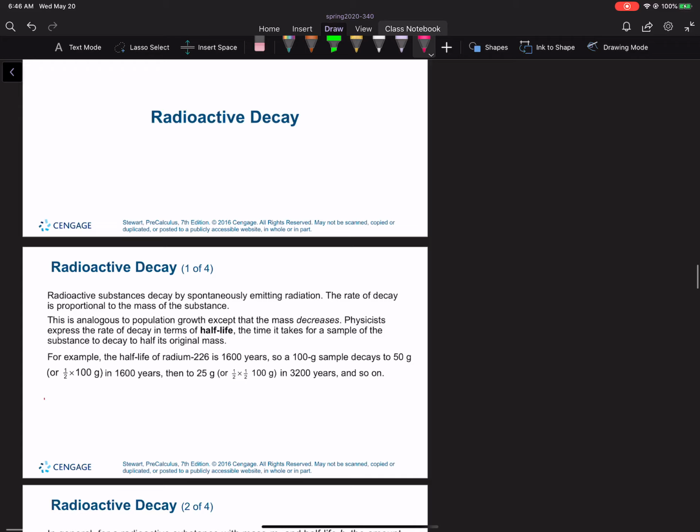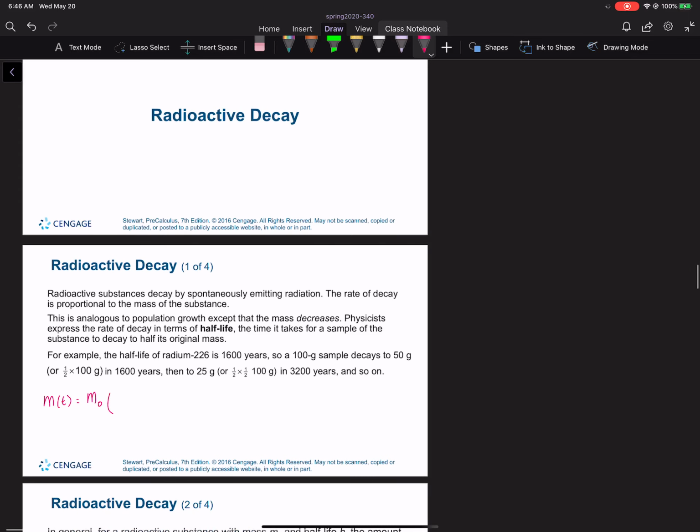If I have M of t, which is, we're going to use M of t instead of P or A, then I'm saying that I have my initial amount, M naught, and I know that by the half-life, I should have reached half of my substance. So I'm looking at this and going, this is 1/2, and by the half-life, so t over h, just as we did with the doubling time, where h is equal to the half-life.